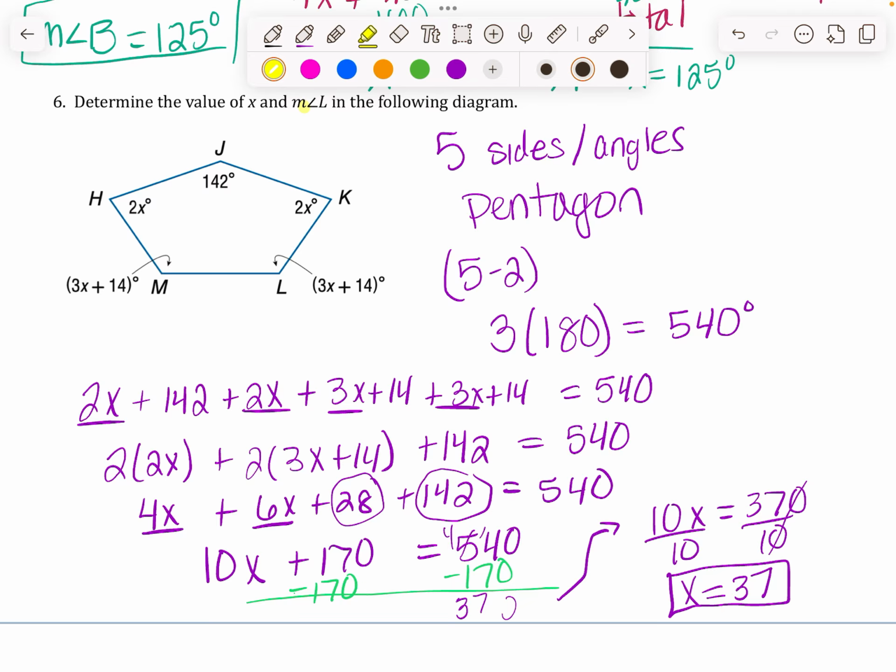And then remember that it also wanted us to find the measure of angle L. So to do that, we're going to have to plug it back in up here. So L was 3 times x plus 14, and x is 37. So 3 times 37, let's see, 3 times 30 is 90, 3 times 7 is 21, 90 plus 21 is 111, plus 14 is going to be 125. So the measure of angle L is going to be 125 degrees.